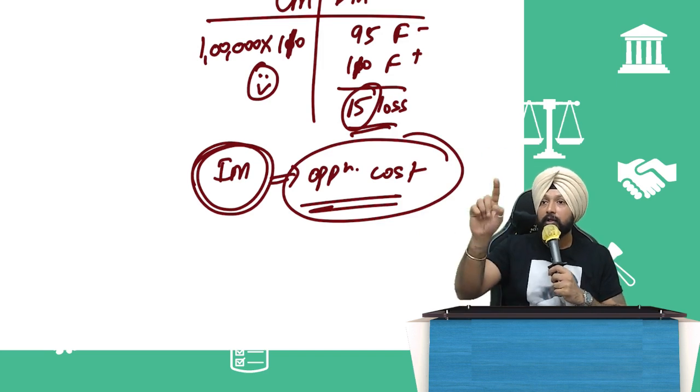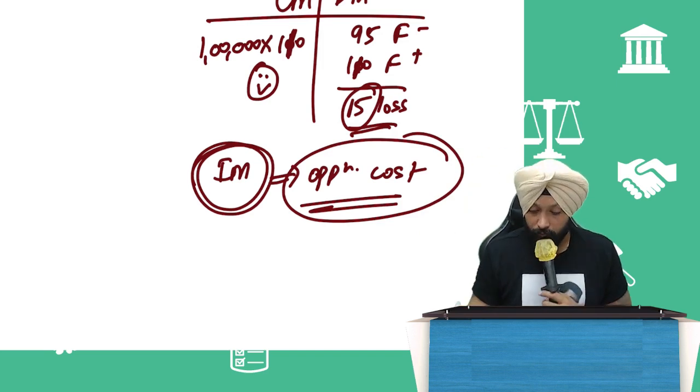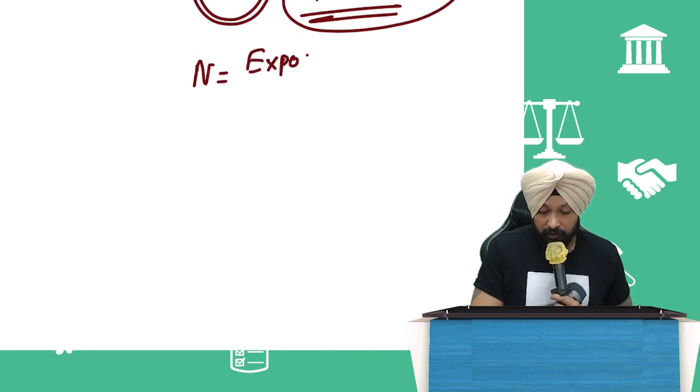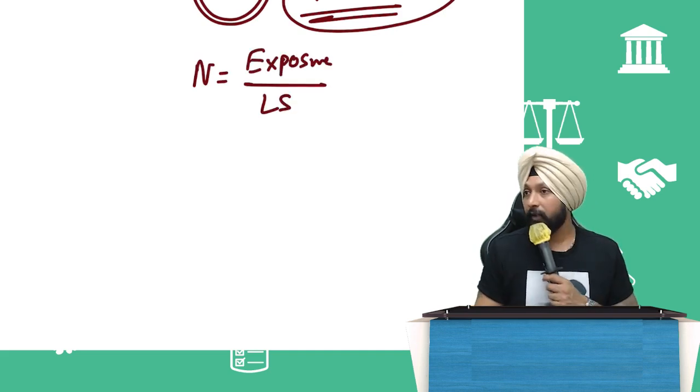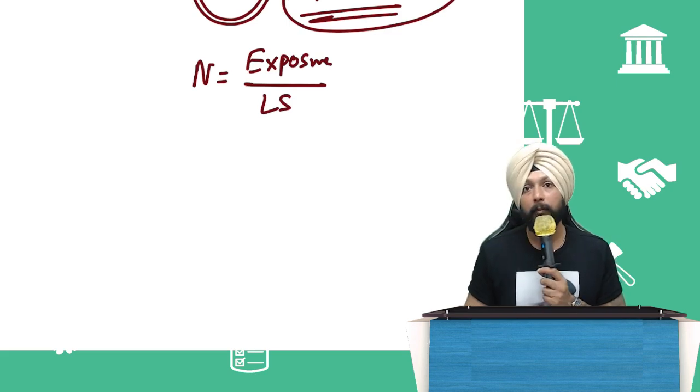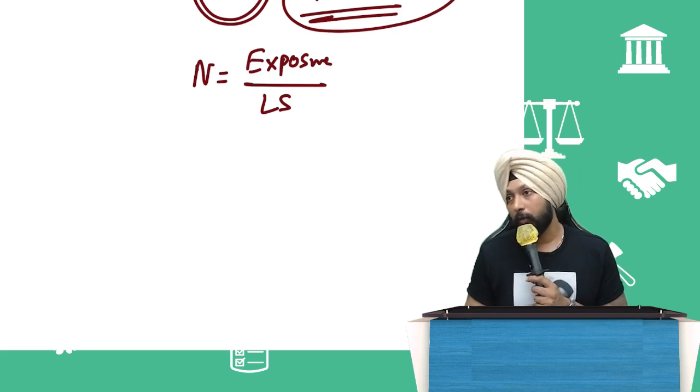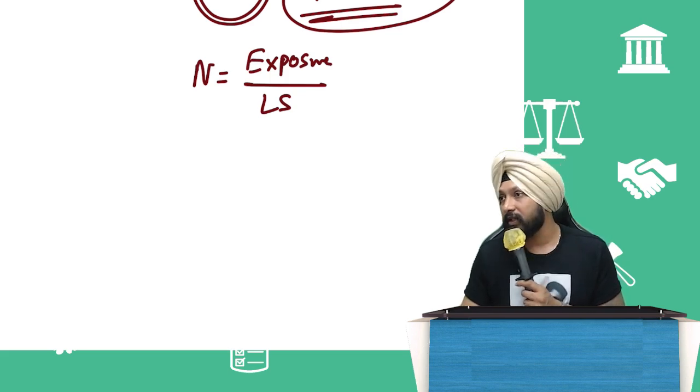Between these two comes how many lots I should take. That comes in between. Number of lots. Very easy to calculate. It is exposure divided by lot size. That's the number of lots. Will futures give you a perfect hedge? No. Why? Because lot size is defined. Will forward contracts give you a perfect hedge? Yes. Why? Because contracts are customized.